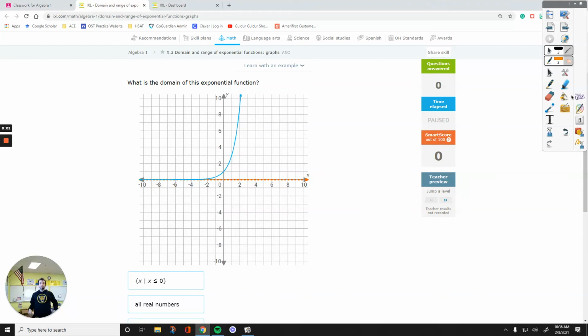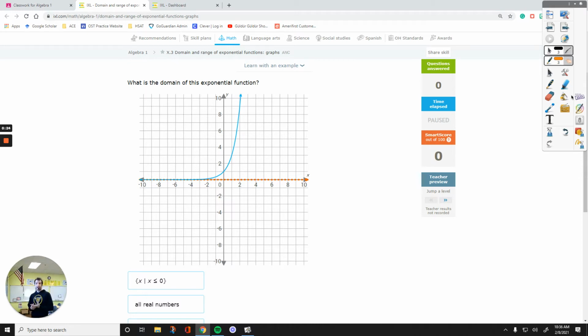Hello everyone, in this video we are going to talk about domain and range of exponential functions. Domain and range are critical components of the functions unit. So in this particular video we are going to focus on exponential functions. We are working on IXL Algebra 1 X.3, Domain and range of exponential functions.